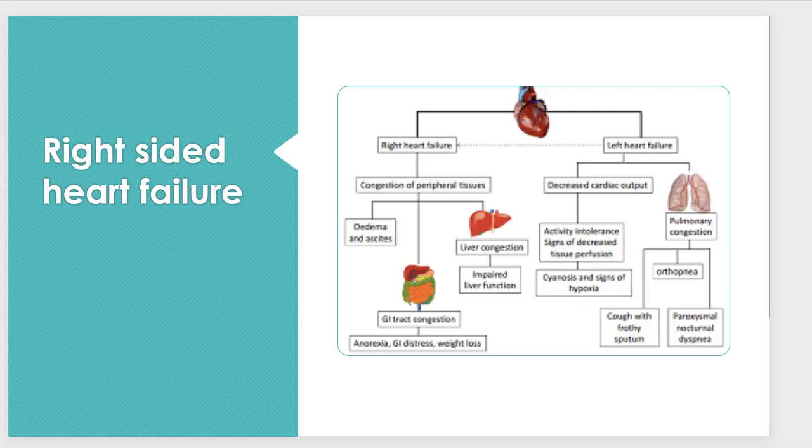We also can have heart failure symptoms coming from the right because of right-sided failure of the heart. When you have right-sided failure, you may see different symptoms when you are assessing these patients. You're going to see worsening congestion of the peripheral tissues. They will have edema and ascites. They will have complaints of GI tract congestion. They will have poor PO intake, weight loss, anorexia, and significant liver congestion.